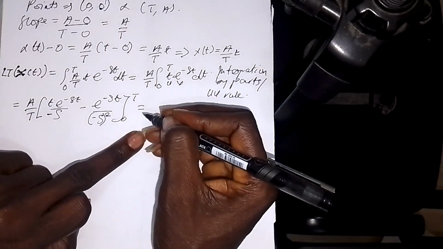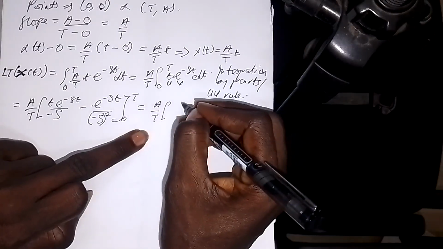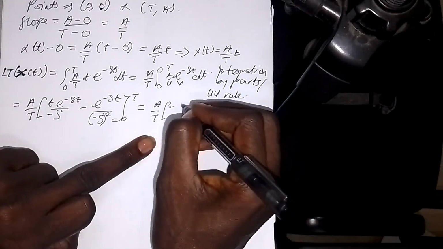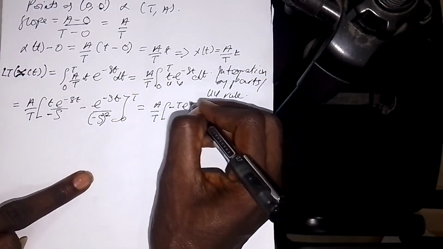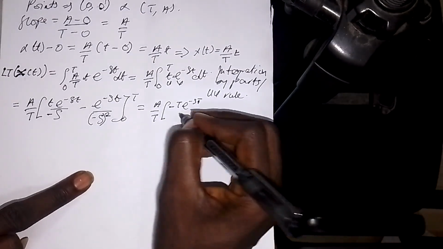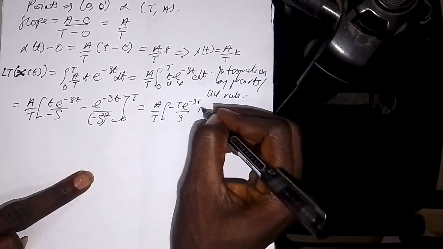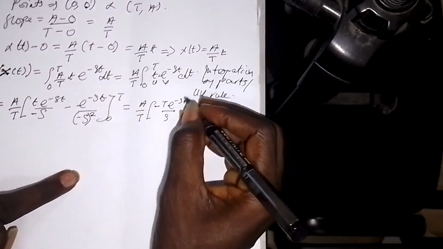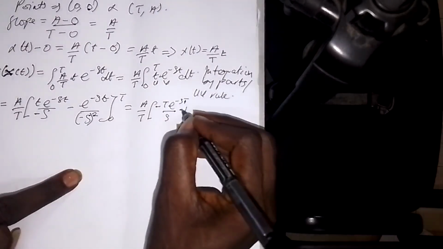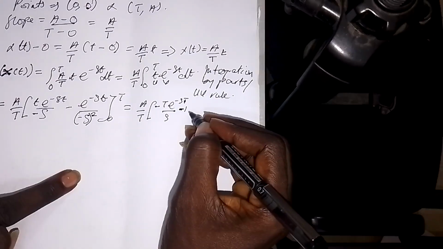I'll introduce my limit. So if I introduce my limit, I'll have a on t into, minus, this minus will affect here. So minus t into e to the minus st over s. Then I'm going to have minus. This minus is going to come here. So it's going to be minus.